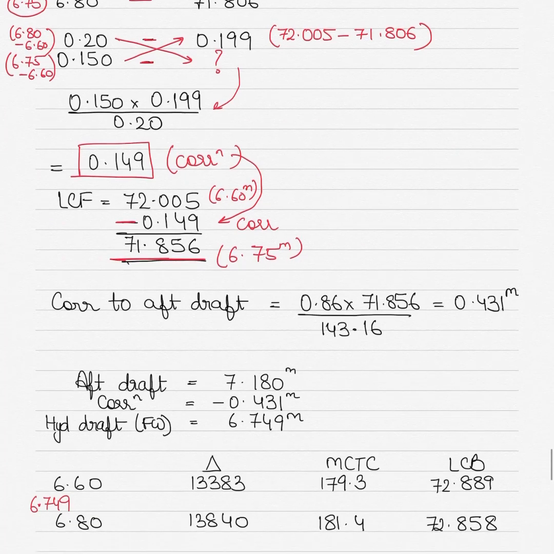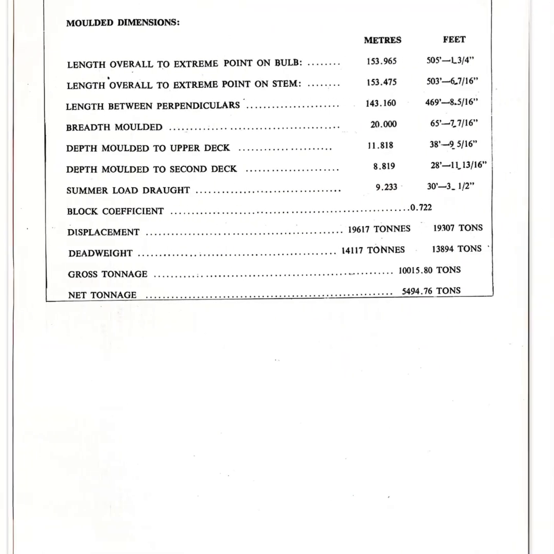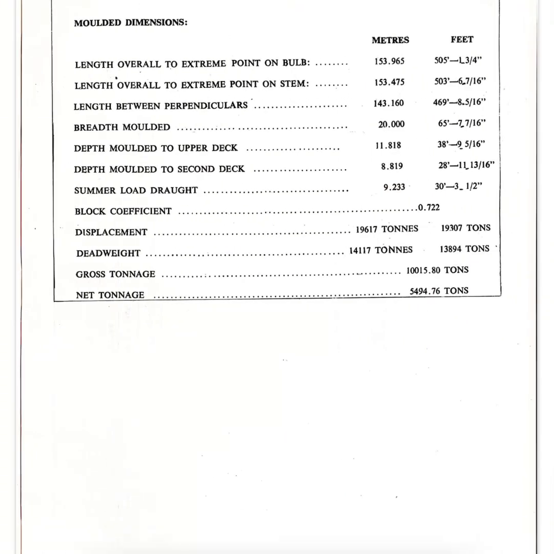Using this LCF value, you will calculate the correction you have to apply to the aft draft. So how can you find out the correction? Well, the correction is applied by trim multiplied by LCF divided by the LBP. LBP stands for length between perpendiculars. And how can you find out that information? You go back to the hydrostatic tables. In the hydrostatic tables, in the first page or so, you have the LBP value given to you. Length between perpendiculars, LBP, is 143.16 meters. So always use the value in meters, because most of the questions are based in meters.